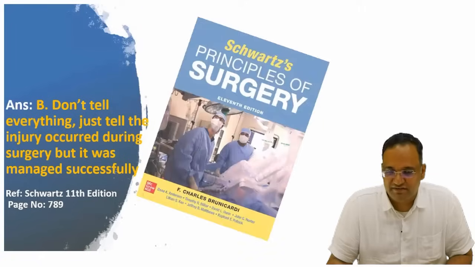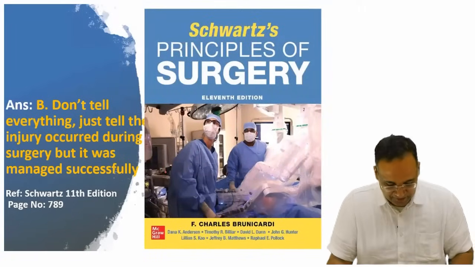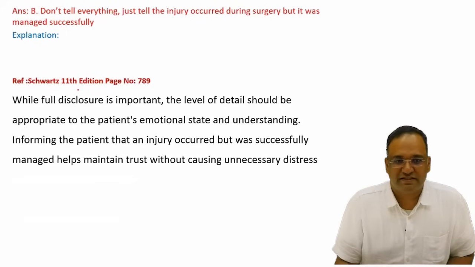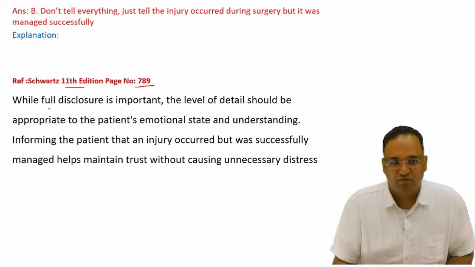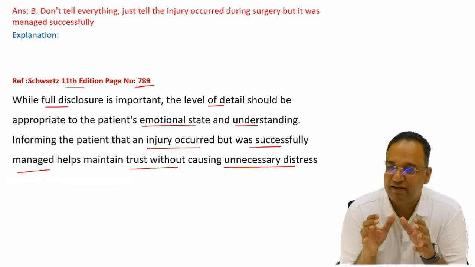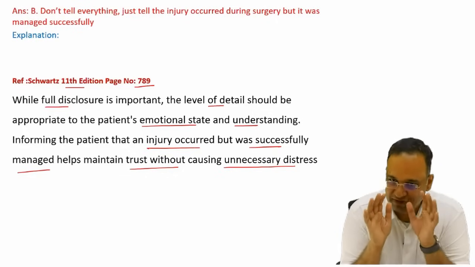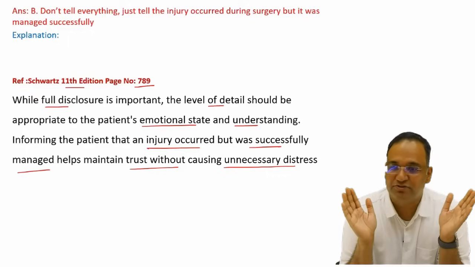Where is it given? It is given in the 11th edition of Schwartz, page number 789. They have kept all the questions, 150 questions, within these 3 books, I can tell you. While full disclosure is important, the level of detail should be appropriate to the patient's emotional status and understanding. Informing the patient that an injury occurred but was successfully managed helps to maintain trust without causing unnecessary distress. Are you able to understand the importance of doing our discussion word by word? Is it not lifted from anywhere? It was lifted word to word from the standard 3 textbooks.